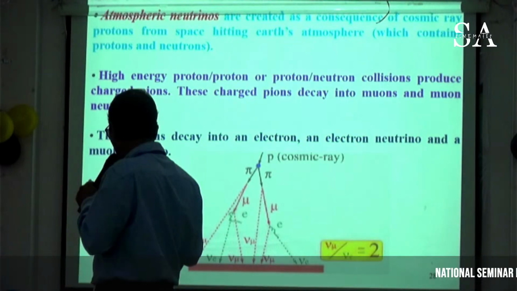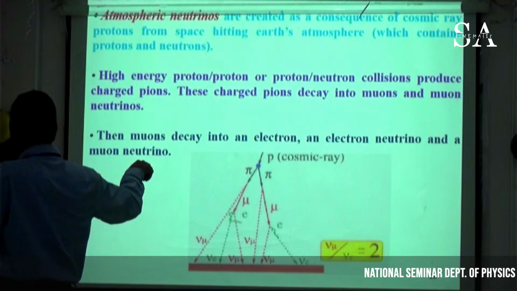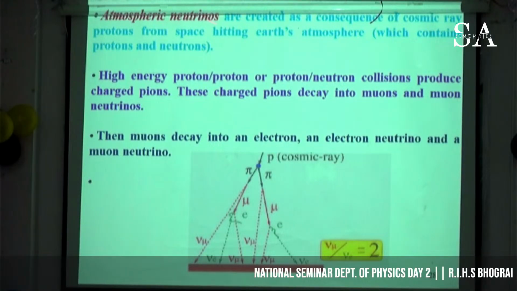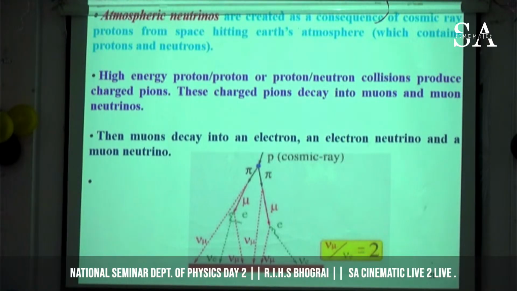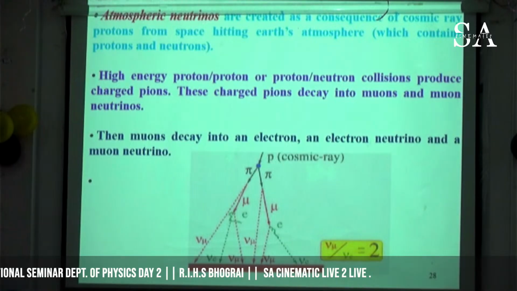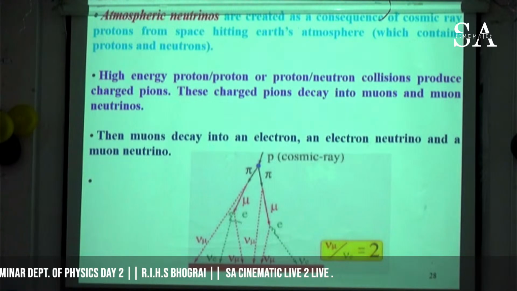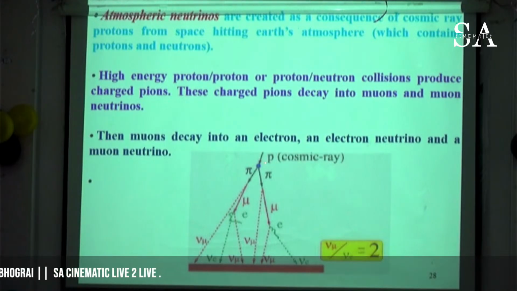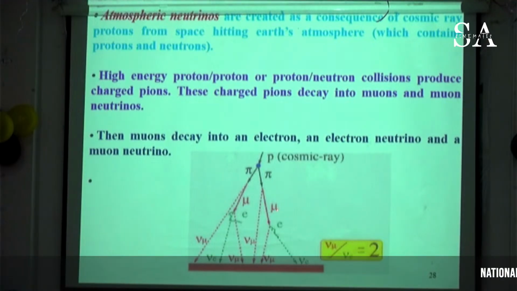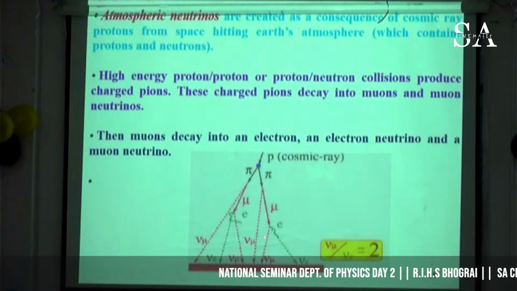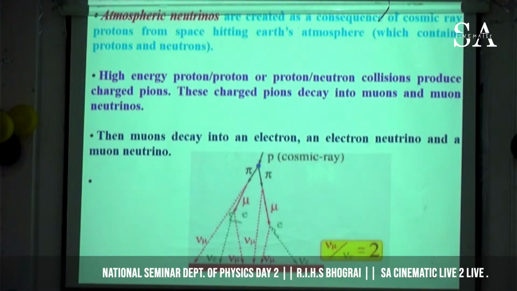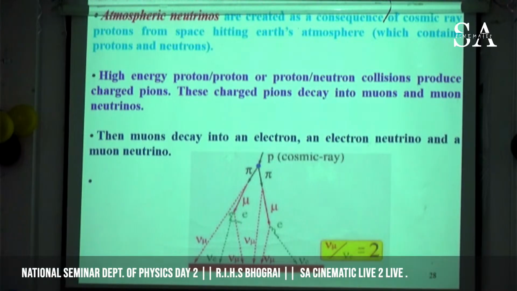Similarly, atmospheric neutrinos are created as a consequence of cosmic ray protons. When these cosmic ray protons come to the earth, they collide with protons and produce charged pions. This charged pion can decay into a muon and a muon-type neutrino. Again, this muon decays into an electron and a muon-type neutrino. So we get 1 electron-type neutrino and 2 muon-type neutrinos, so the ratio will be 2:1. But when it was detected experimentally, it was 1:1.